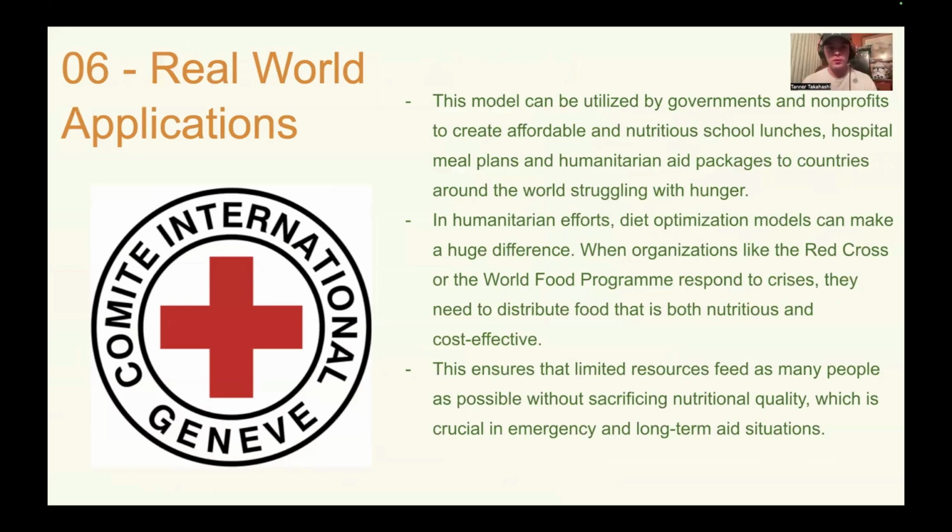Okay, so what are the real world applications of this model? Well, government and nonprofits can take this model to plan things like school lunches, hospital meal plans, and importantly, humanitarian aid packages. In response to a crisis, distributing good food can be a nightmare in terms of cost. So by using optimization models, the best combination of foods that meet calorie and nutritional needs, as well as staying within budget, can be found. This ensures limited resources feed as many people as possible without sacrificing nutritional quality, which is a crucial factor in emergencies and long-term situations.